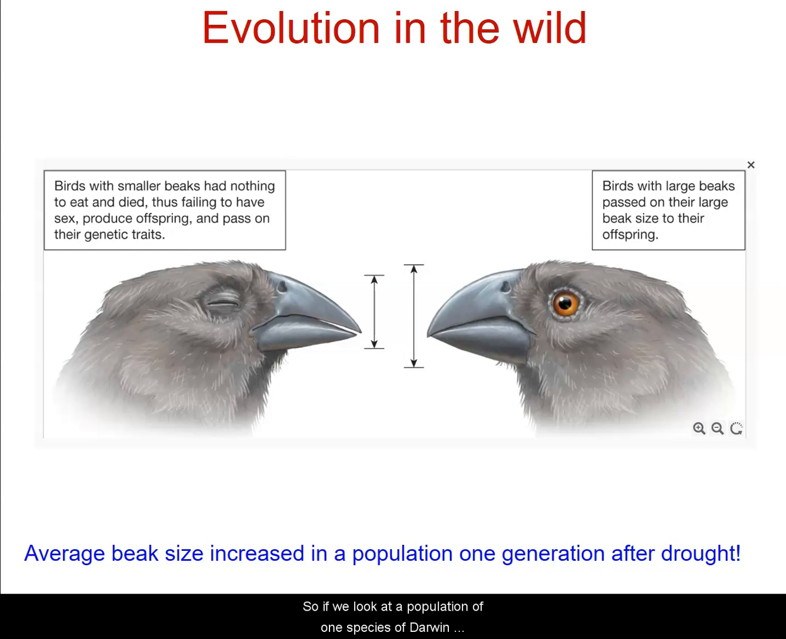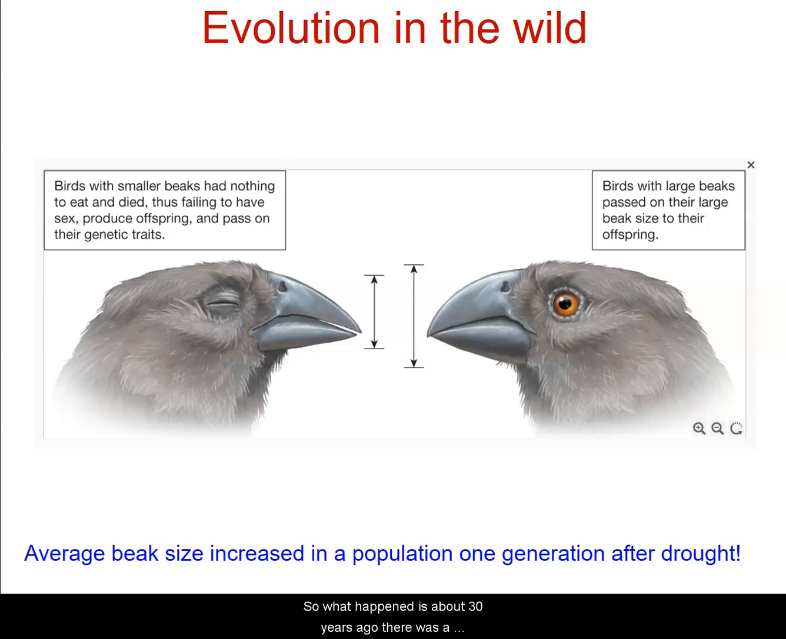So, if we look at a population of one species of Darwin's finch, there exists natural variation within all populations. And the variation in this example is beak size. There are some individual birds that have larger beaks, like the one on the right, and some that have more narrow beaks, like the one on the left. Those with narrower beaks eat smaller fruit and smaller seeds, and the ones on the right can eat larger fruits and larger seeds. So there exists variation in beak size that's directly related to their diet.